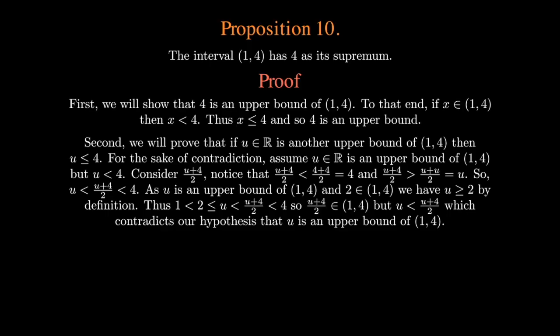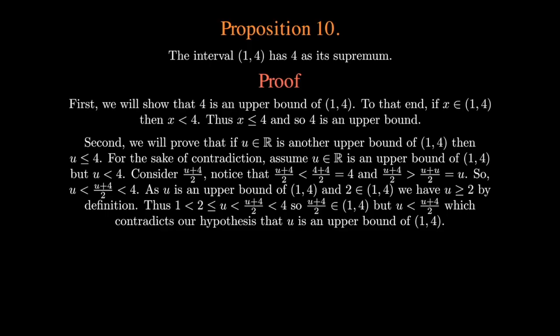Since u is an upper bound of our interval, and 2 is in our interval, we have u is greater than or equal to 2 by the definition of an upper bound. Thus, we can get this chain of inequalities that says that 1 is strictly less than 2, that's less than or equal to u, that's strictly less than (u plus 4) over 2, that's strictly less than 4. So, we can conclude that (u plus 4) over 2 is also in our interval. But we also stated that u was strictly less than (u plus 4) over 2, which contradicts our hypothesis that u is an upper bound of the interval.